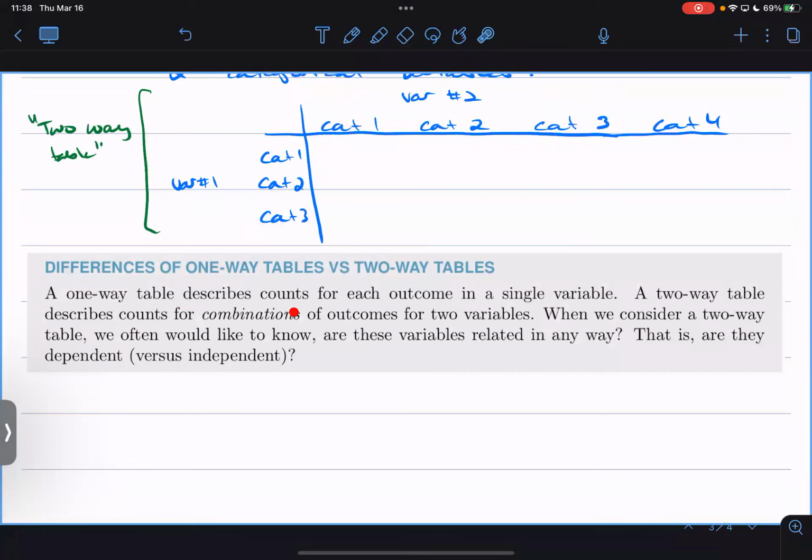A one-way table describes counts for each outcome in a single variable, right? So that's a one-way table. And a two-way table describes counts for combinations of outcomes for two variables, right? When we consider a two-way table, we often would like to know, are these variables related in any way? Which is, are they dependent or are they independent of each other? Okay, nice.